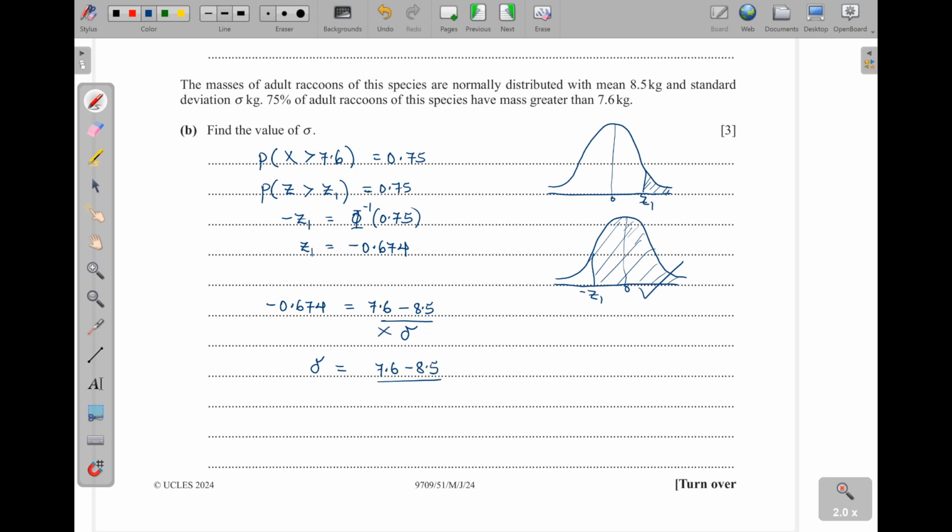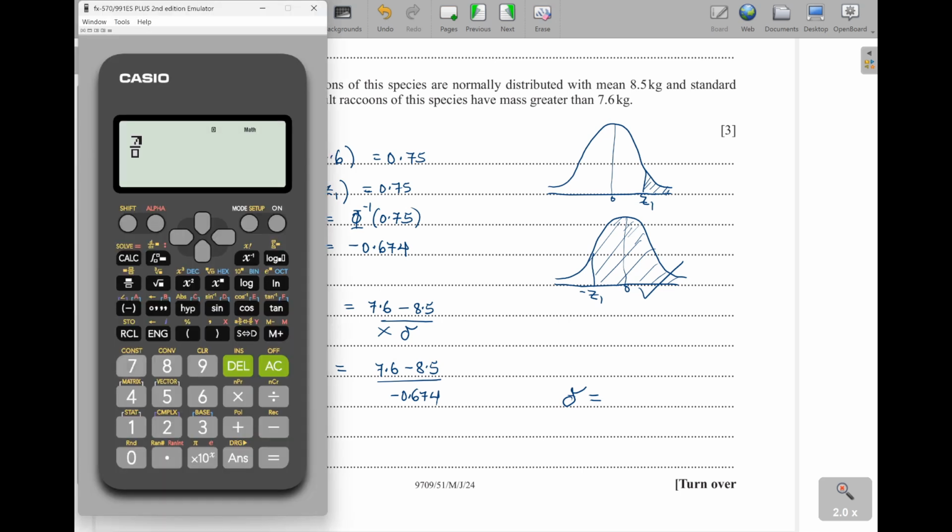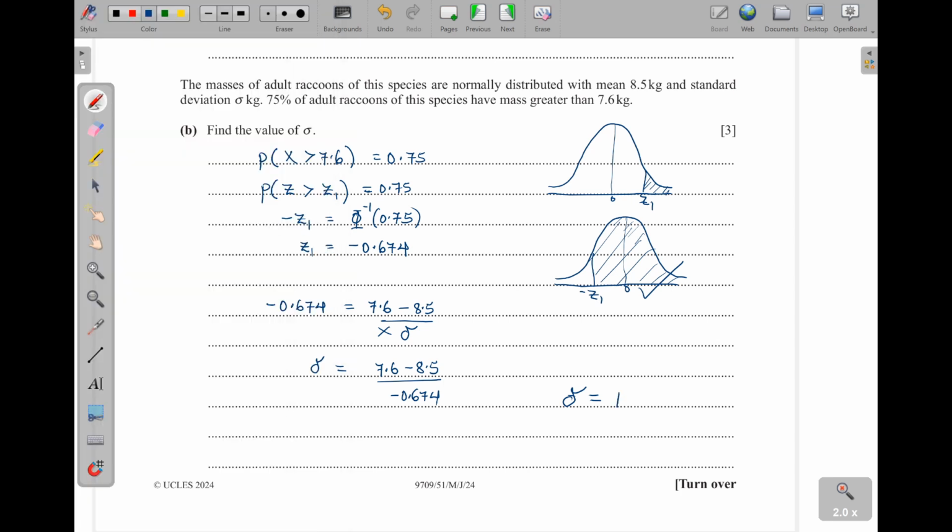Then we divide by negative 0.674. And then to three significant figures, what is the value of sigma here? So 7.6 minus 8.5. Then we divide by negative 0.674. So what does this one give us? We have 1.3 and the rest of those figures, but to three significant figures, it will be 1.34. That is to three significant figures.